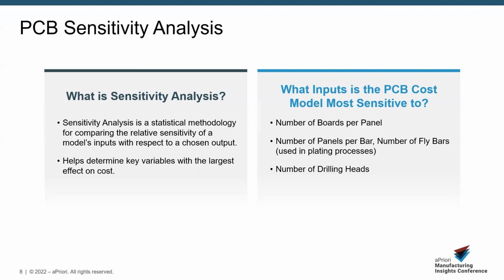So if you're trying to investigate why this board is so expensive, or why the costs are different than my expectation, check how many boards per panel we're estimating. Check how many panels per machine or per bar, in plating, for example, aPriori is allowing. That's where a lot of the cost is coming from. And one of the costing tips that I'll cover later is how you can adjust the number of boards per panel.